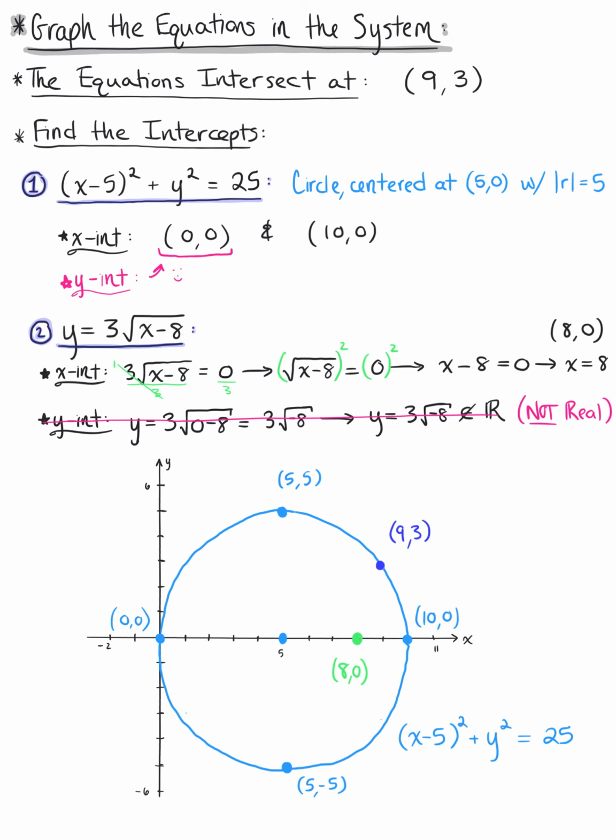However, we have enough information to sketch a graph of the square root. We can use our x-intercept and the point of intersection (9, 3) and connect these two ordered pairs with a smooth curve to see the graph of the square root. And there you have it. Here is the graph of the equations in our system.